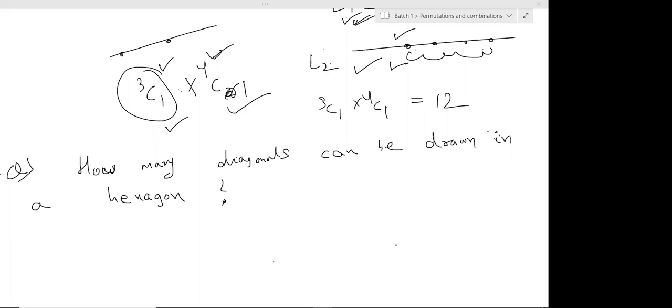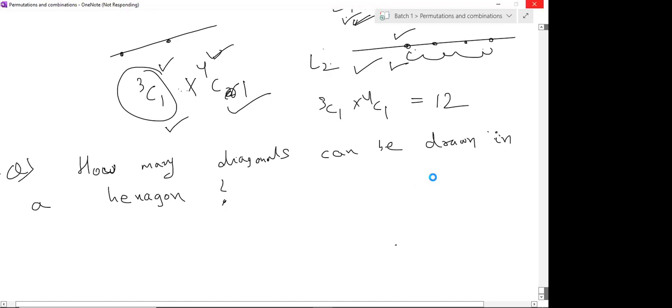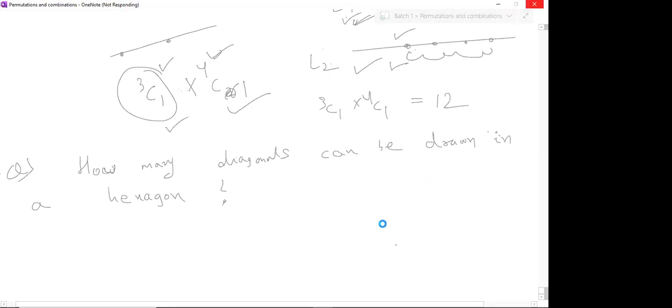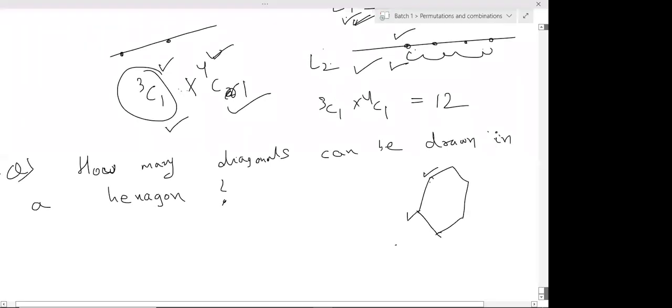So you almost got the answer, but you missed one little thing. All right, when you write 6C2, you get all the lines by taking any 2 points, right? So if I take two adjacent points, then that's not a diagonal, right? If I take this and this, I do not get a diagonal. So you need to do something about that. Think about that.